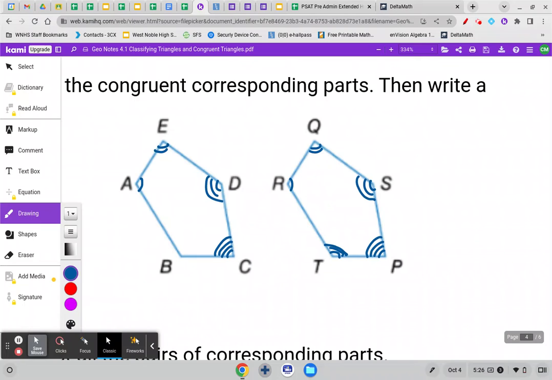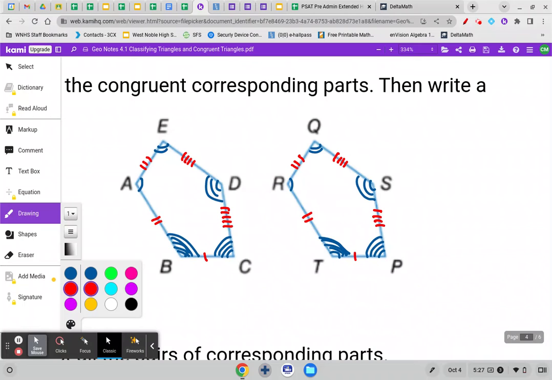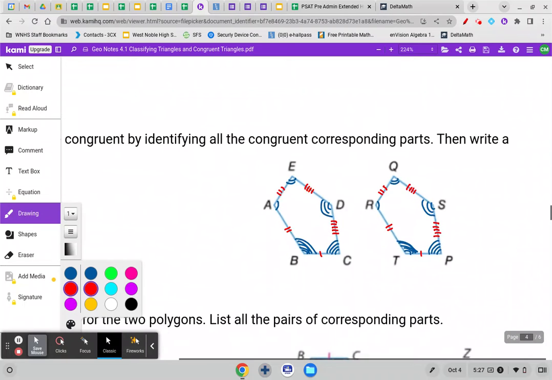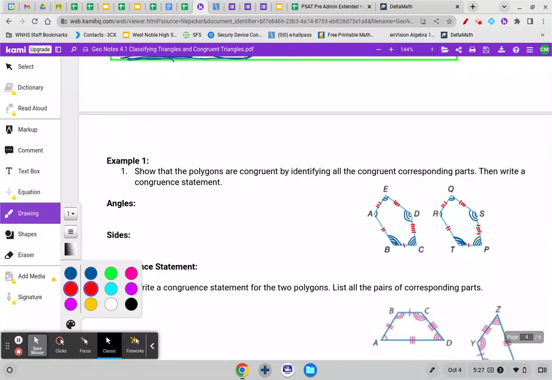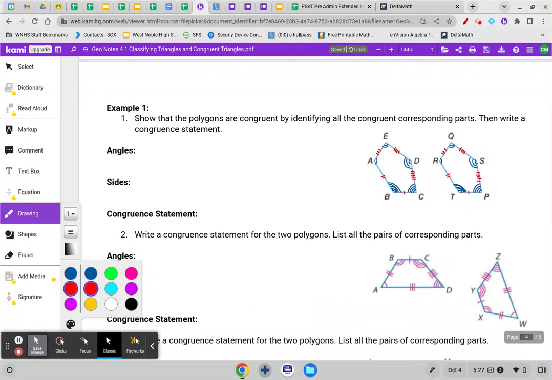And notice, guys, that these could be rotated. This one's a really simple example because it's not rotated. They just are sitting exactly how they are congruent. Okay, then I'm going to go around and mark these sides congruent. And now it's a little easier for me to visualize my congruent angles and my congruent sides to write these out.